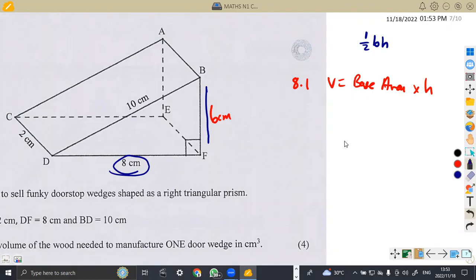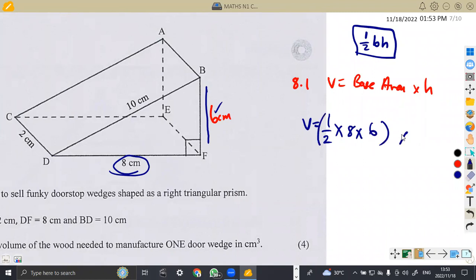So therefore, the volume is going to be base area, which is half base times perpendicular height, which is half times the base, which is 8, times the height that we calculated, which is 6. Whatever we get here, we multiply by not the height of the triangle, but the length from one shape to another, from this triangle to this triangle. We have 2 centimeters here, which is the same as here. So whatever you get, you multiply by 2. So that is going to be the volume.